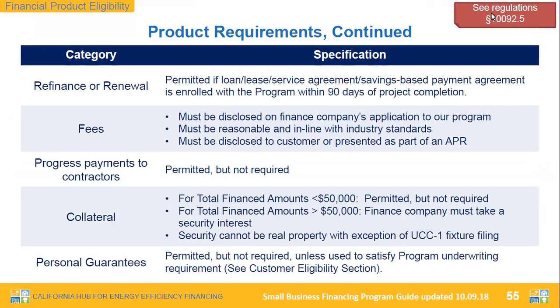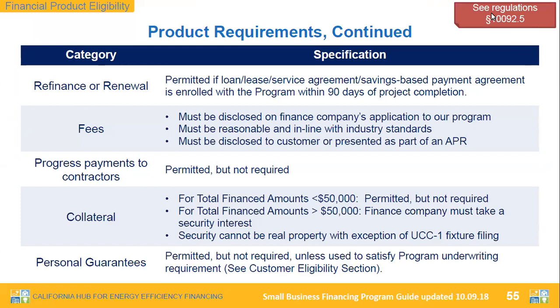We are going to permit refinances if the financing agreement is enrolled with the program within 90 days of project completion, because we want to allow construction financing to be taken out with one of our financing through our program. We just want to be careful. The 90 days is really to make sure we don't have a project that's been done 5 years ago now enrolling in the program, because that would be free ridership. So tell us if this 90 days makes sense, if it's enough.